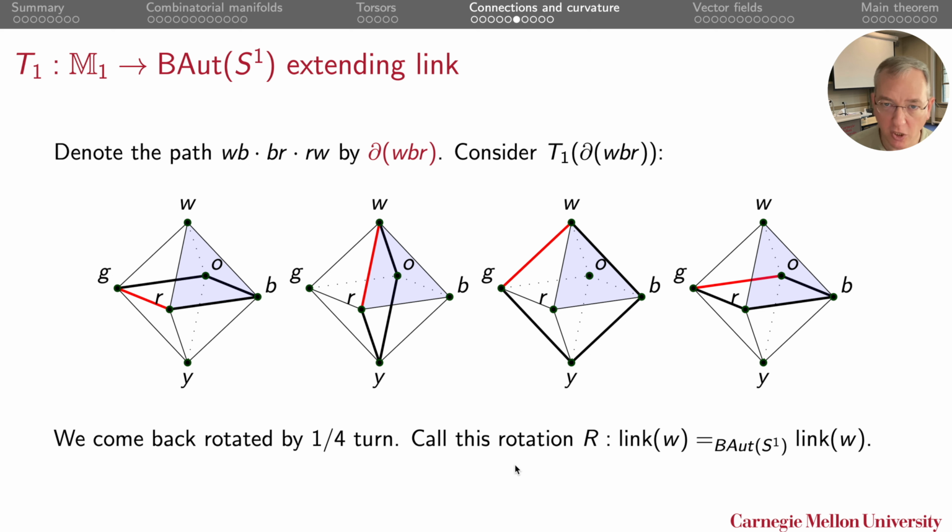So this is a discrete capturing of non-trivial holonomy around a loop. We've tipped up, around, and down, and so some geometry has taken place. This polygon has rotated. We'll name that quarter turn rotation R, and it's an automorphism now of the link of W. In fact, it lives in BS1 because it is an orientation-preserving rotation, but we're not worrying too much about the distinction and when our maps lift in this talk.